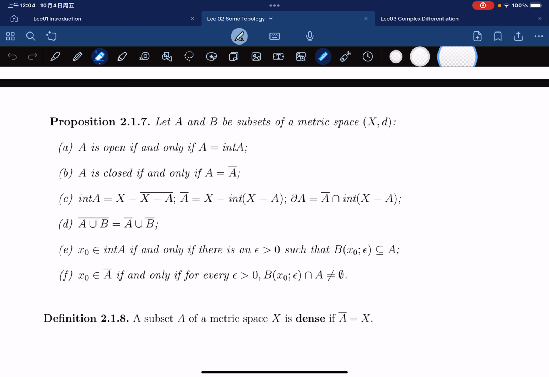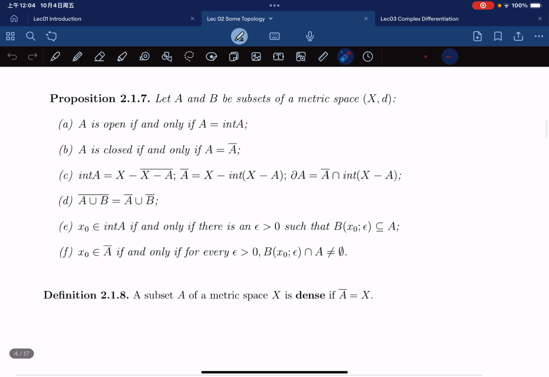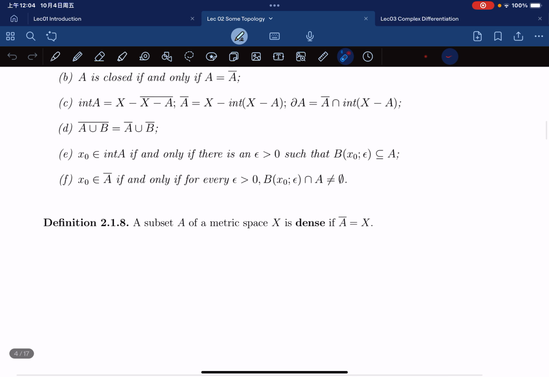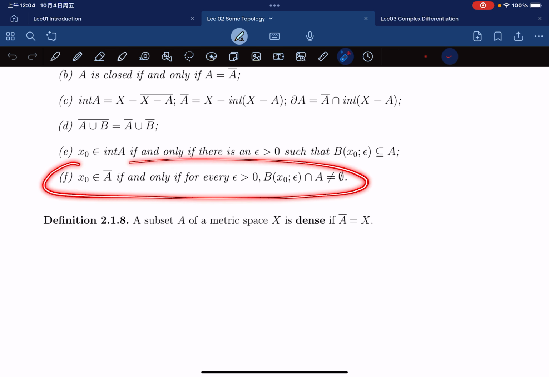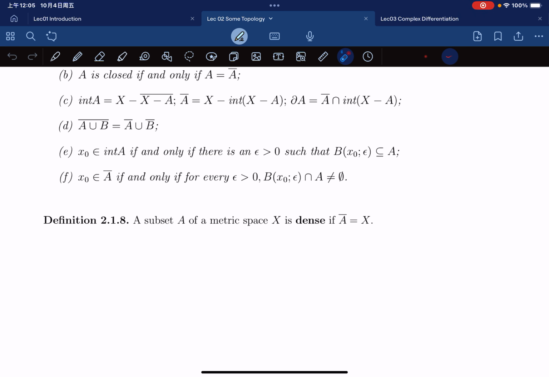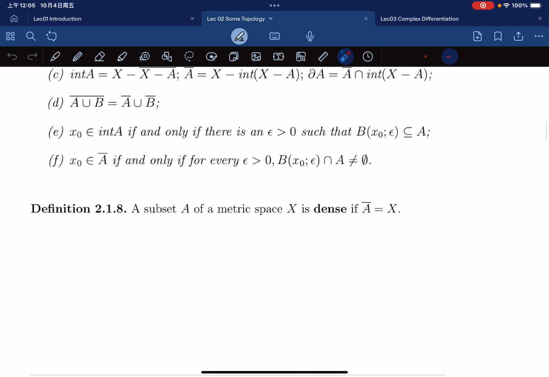And a point is in the interior of A if and only if a ball around it is contained in A. This is definitely something you can check immediately, right? And a point is in the closure if and only if every neighborhood of it intersects A, right? Okay. This is very important. I would say this is one of the key characterizations of closure.